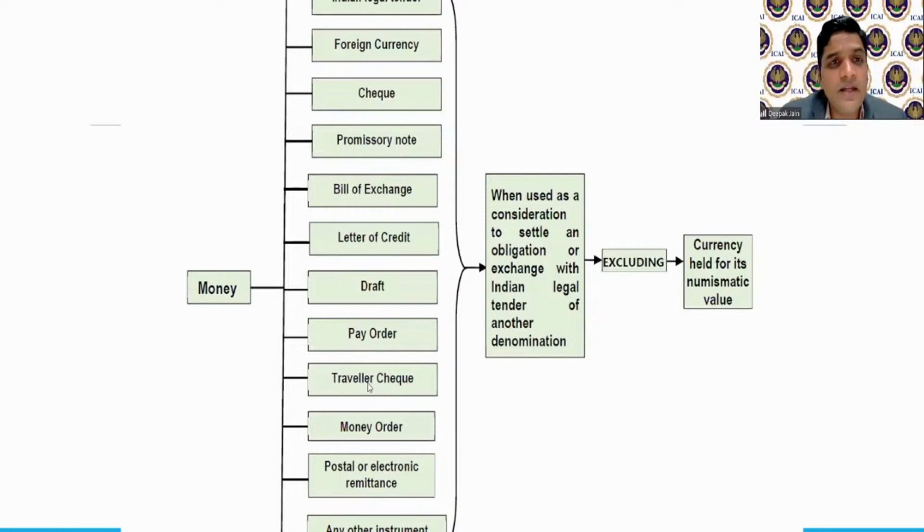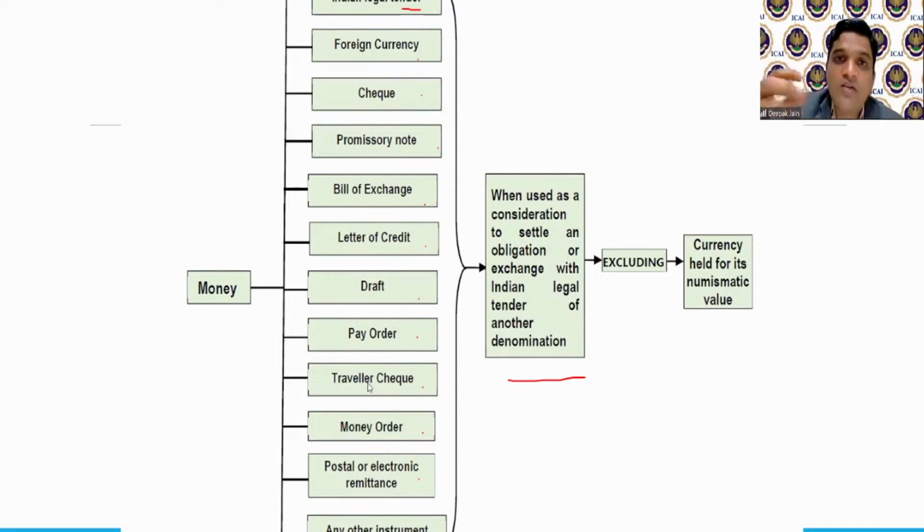Now, what is money? Money is the Indian legal tender or foreign currency, cheque, promissory note, bill of exchange, letter of credit, draft, pay order, traveller's cheque, money order, postal or electronic remittance or any other instrument. तो मुझे नहीं लगता कि money का definition पूछेंगे. This is only for your understanding because it's such a lengthy thing. The important thing to be considered is these two things. When it is used as a consideration to settle an obligation, or exchanged with Indian legal tender of another denomination. Okay. So when any of these documents like a cheque is used as a consideration to settle an obligation, of course, all of these things we use as a settlement itself. So that's what they've defined.